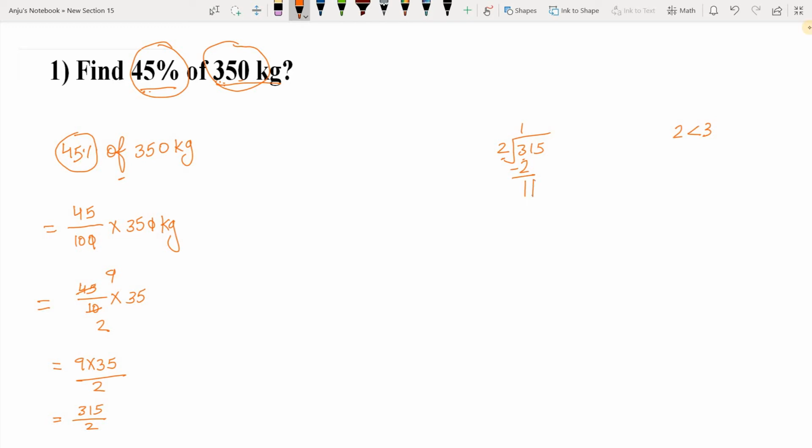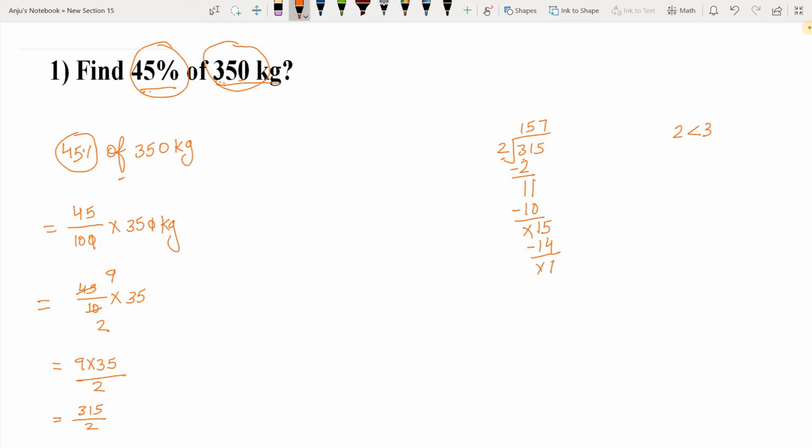And 2 goes into 11 5 times, because 6 time में ये 11 से big हो जाएगा. So we divide 5 times. 2 5s are 10. Now 11 minus 10, we get 1. Let's bring down the next digit, which is 5. And 2 goes into 15 how many times? It's 7 times. So 2 7s are 14. Now let us subtract. 15 minus 14, we get 1.